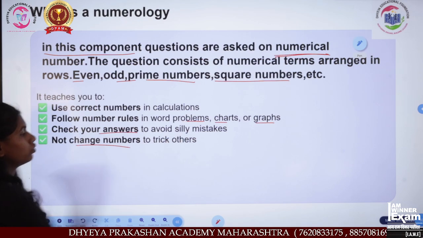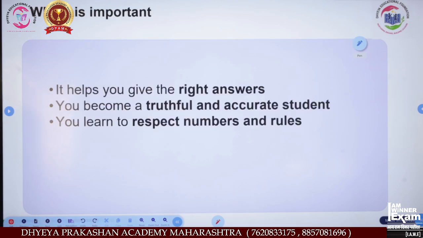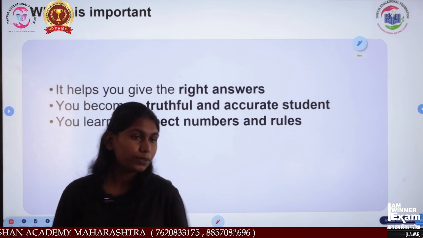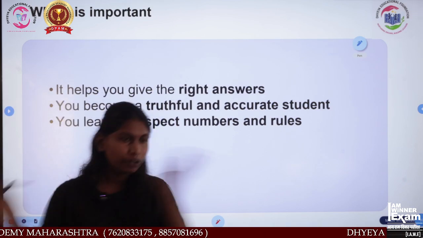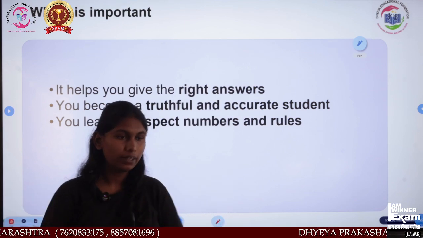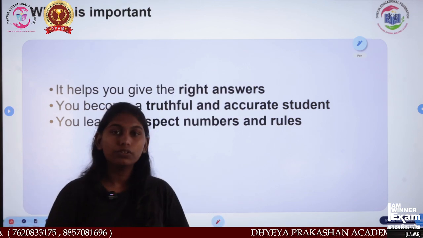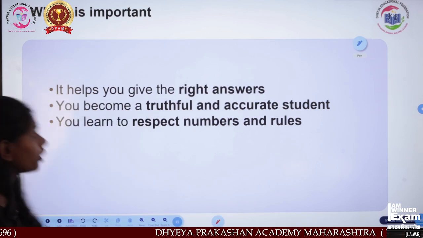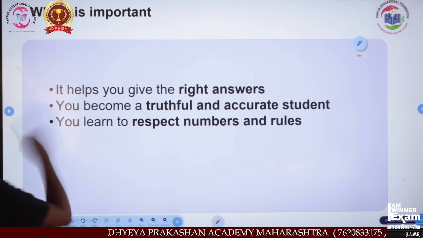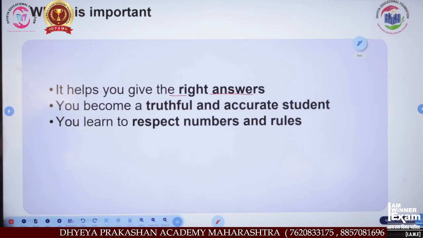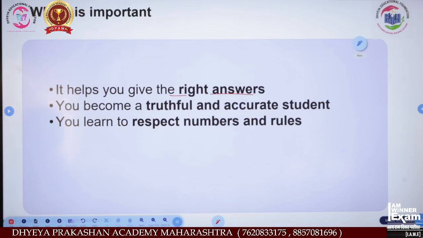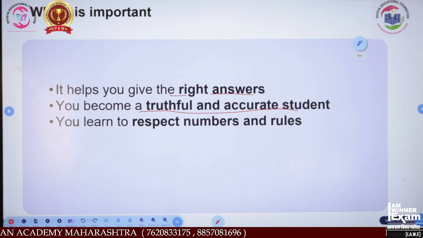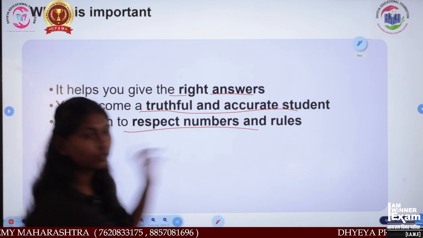So, why is it important? If you solve such questions based on everything related to numericals, you will get the right answer because of the practice of solving. It helps you to give the right answers. Then you will become a truthful and accurate student. Then you learn to respect numbers and rules.